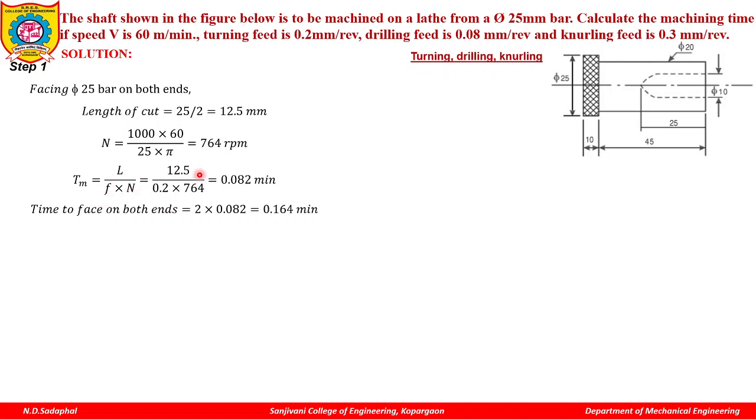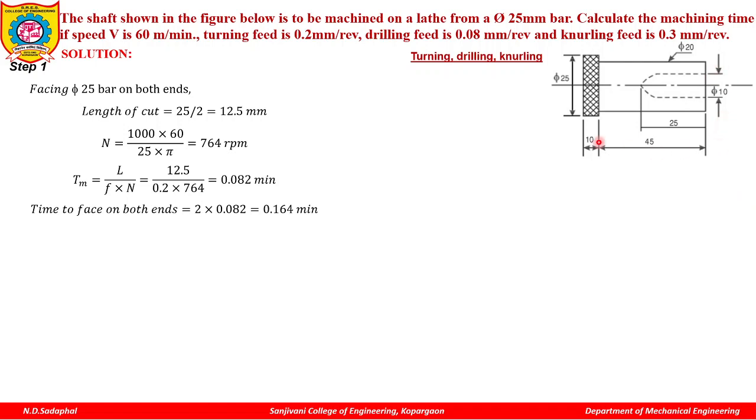Then the time required formula we know, L upon small f into N. So L is how much length we have to cut, 12.5. Divide by f, which is given. F for turning and facing is always the same. So 0.2 into 764. So you will get this time. Now this is the time for only one end. For the other side also you have to do the facing operation, for both sides. So 2 multiplied by 0.082. So this will be the total time for facing operation.